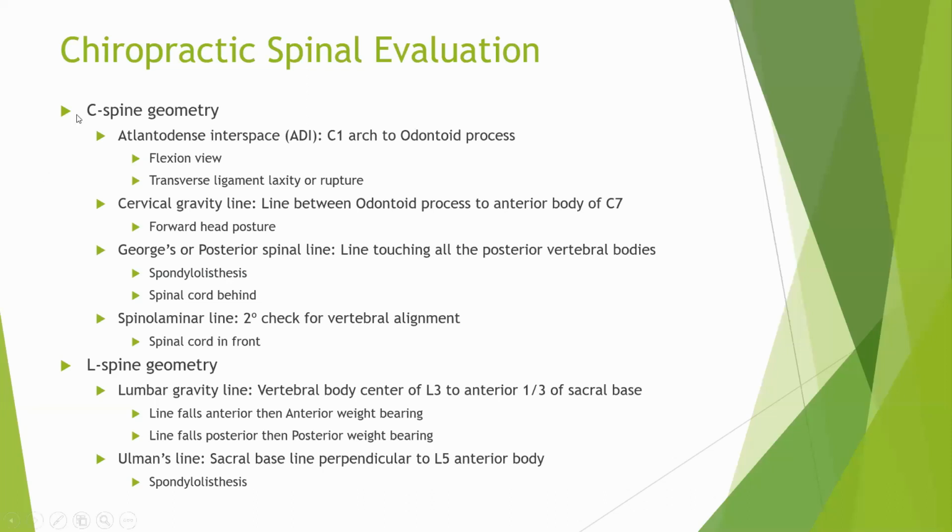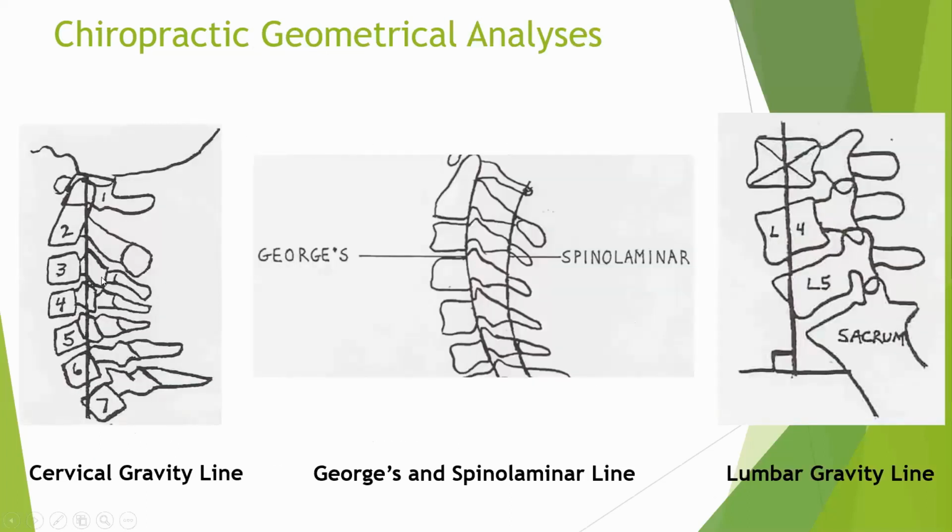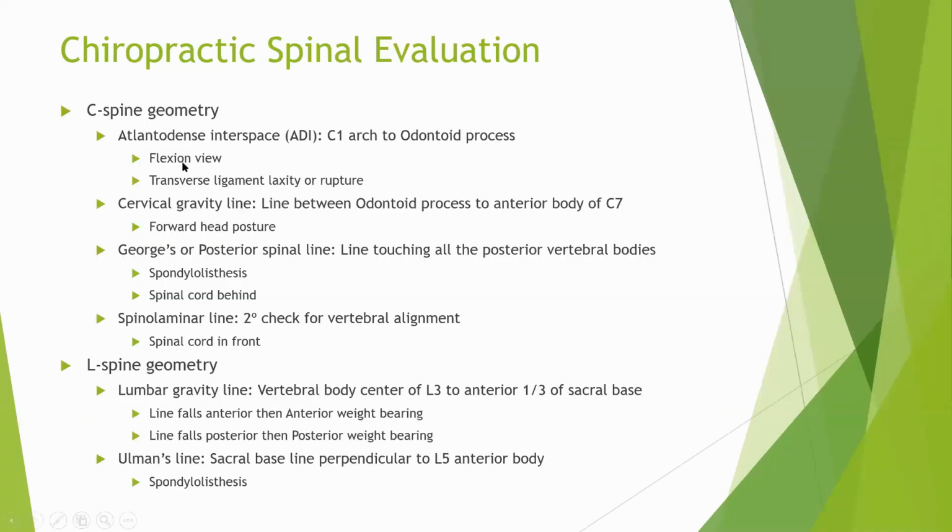So C-spine geometry. This is basically called the ADI, or atlanto-dens interspace. What is this interspace? It's essentially the C1 arch to the odontoid process. This is a lateral view of the spine, but the better way of measuring ADI is a flexion view. How can you measure it? You can measure on the X-ray with a tape or a ruler, like a measuring tape. What are you measuring? From the anterior body of the C1 arch to the tip of the odontoid process, wherever it's going or hitting, how much is the distance?